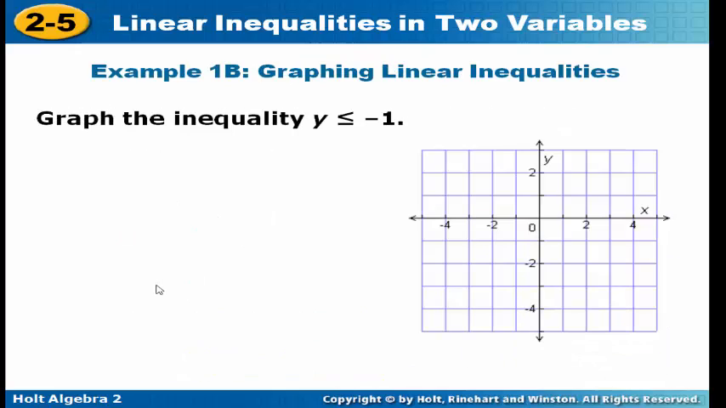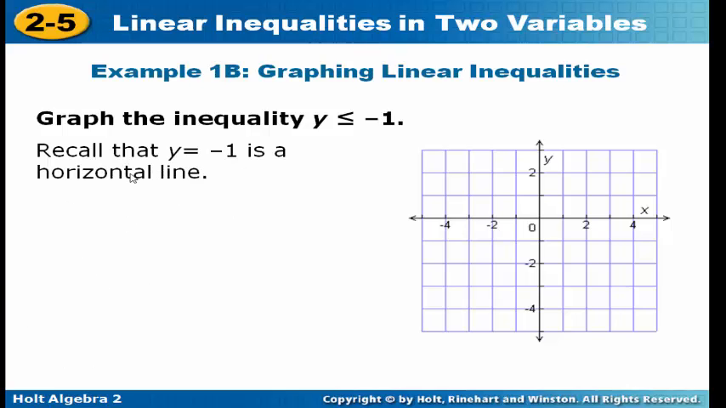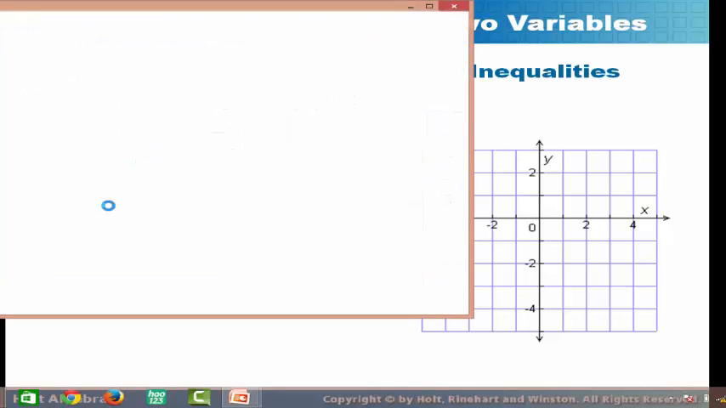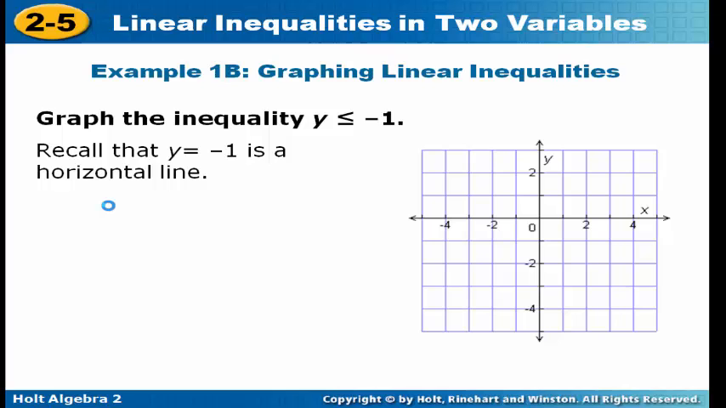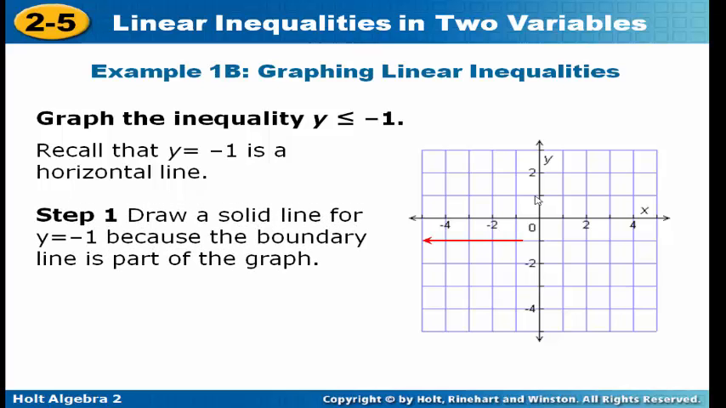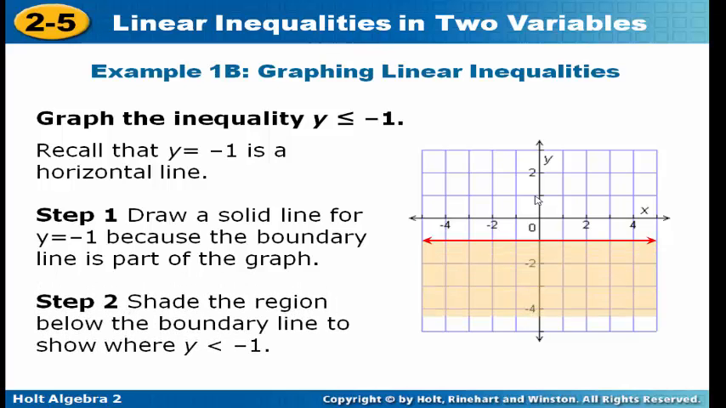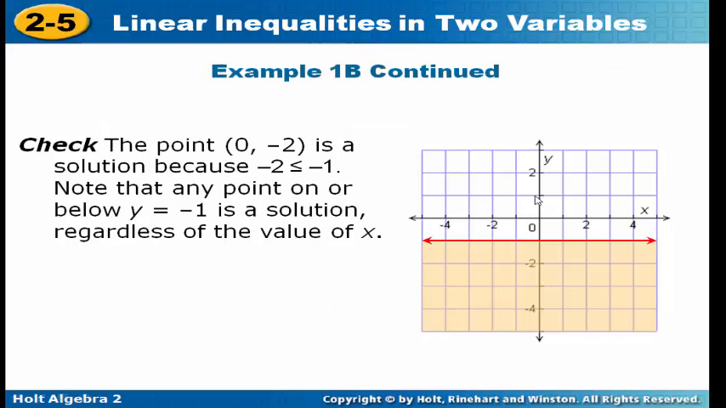Another example. y smaller than negative 1. First, make it y equals negative 1, and then draw y equals negative 1. A horizontal line cuts y at negative 1 here, and this is the boundary line. Now shade the region down. Check any point like 0 and negative 2.